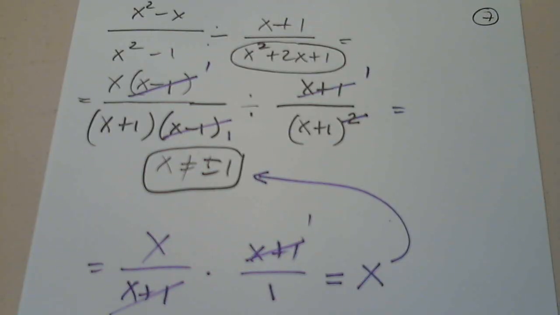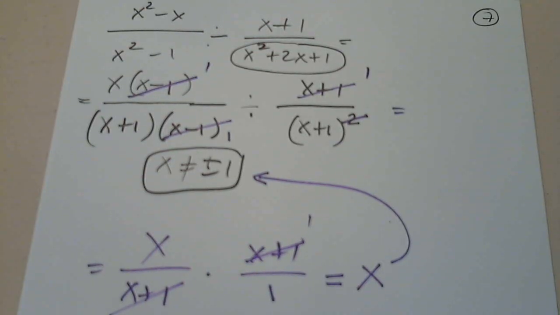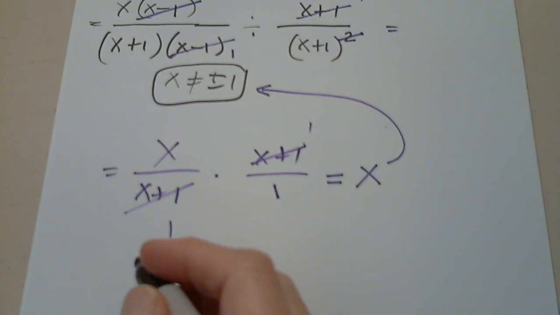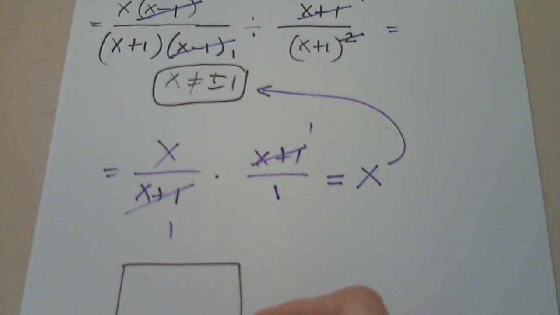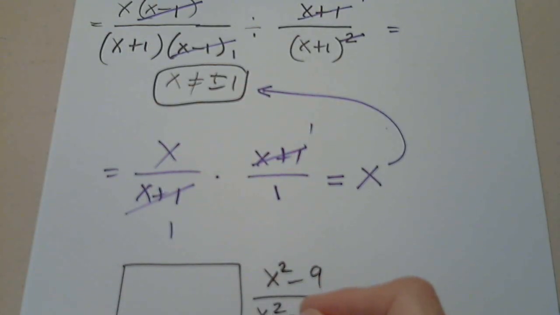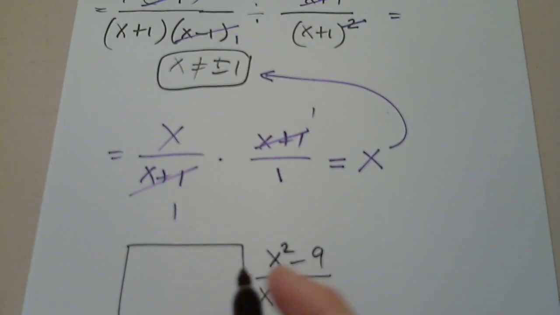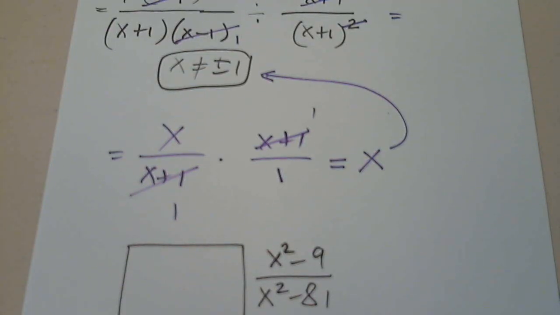35, 36. Okay, so let's see what they want. In 35, write a simplified rational expression for the area of the figure. Assume that all measures are in inches. Okay. So we are given a rectangular figure. The width is x squared minus 9 over x squared minus 81, and the length is x plus 9 over x squared minus 3x.